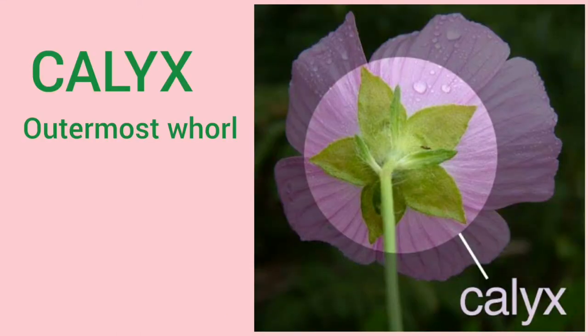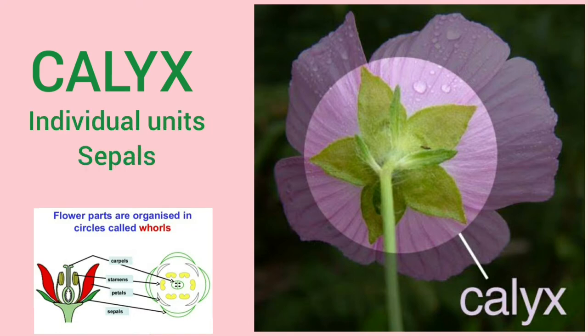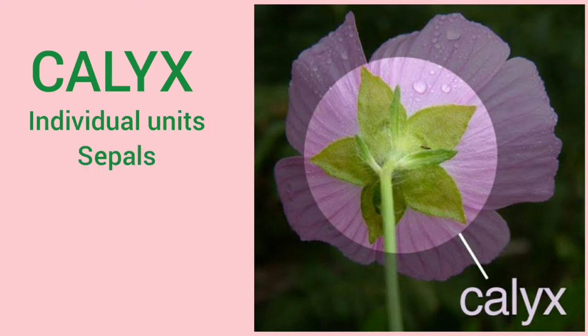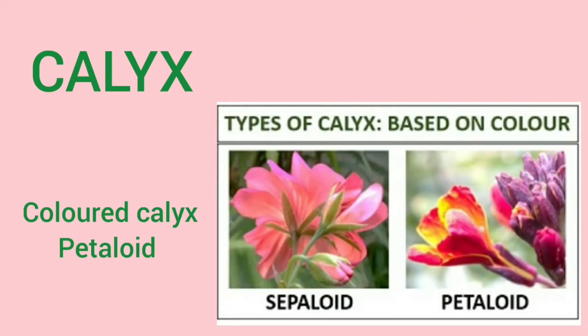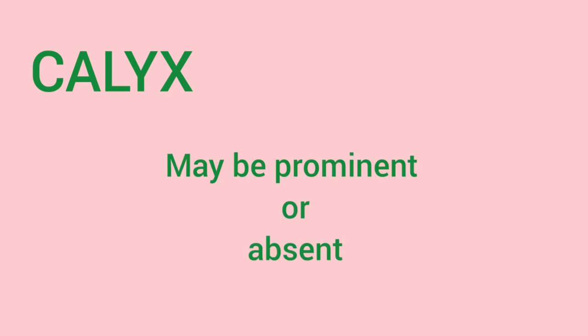First one is the calyx. It is the outermost whorl of a flower. It has individual units called sepals. When the flower is in the bud stage, the calyx encloses the rest of the flower. Calyx is usually green, but sometimes it may be colored, then it is called petaloid. Calyx may be prominent or it may be absent.